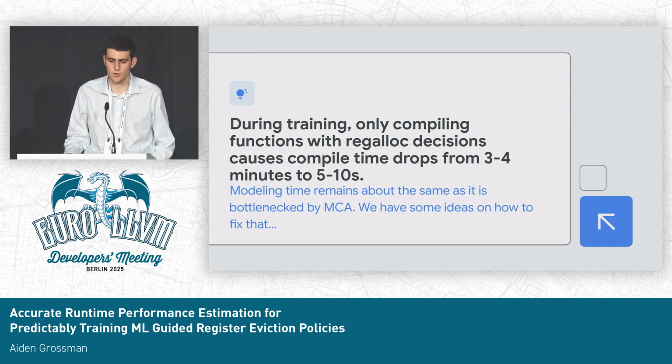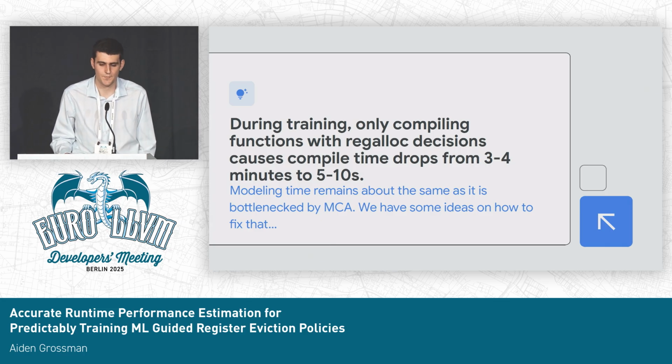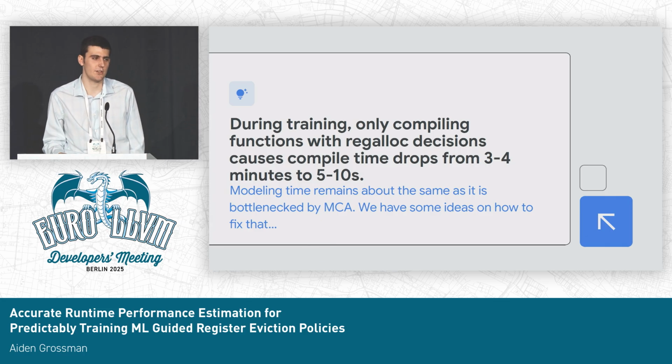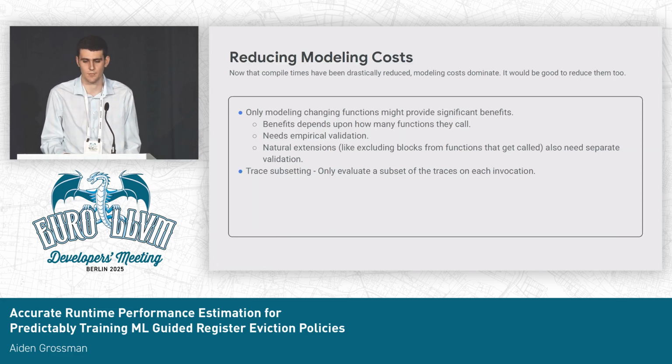We're looking at a couple of improvements, such as making training go faster. We can make a couple more optimizations: instead of just subsetting the corpus, we can also only compile the functions in the corpus, and only compile functions with regalloc decisions, which is a big performance improvement. We also have a couple of ideas on reducing the modeling costs, since LLVM MCA is pretty expensive to run.